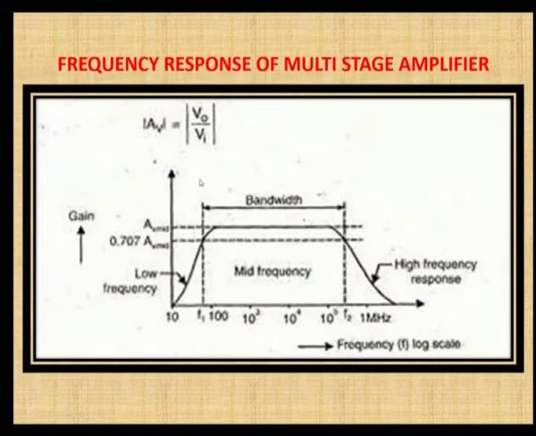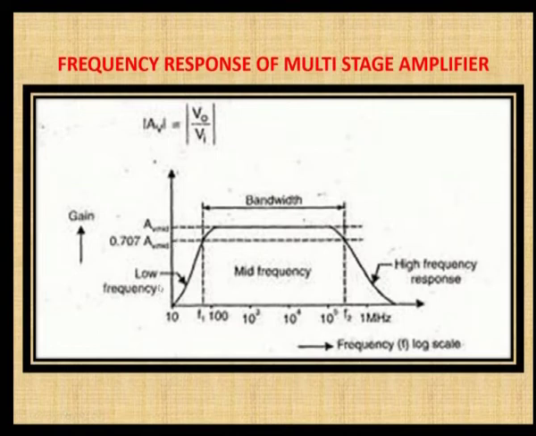When we are talking about the frequency response of the multi-stage amplifier, in the mid band it has a constant gain as A, and for the lower frequency ranges the circuit will act as a high pass filter, and in the higher frequency ranges the circuit will act as a low pass filter.